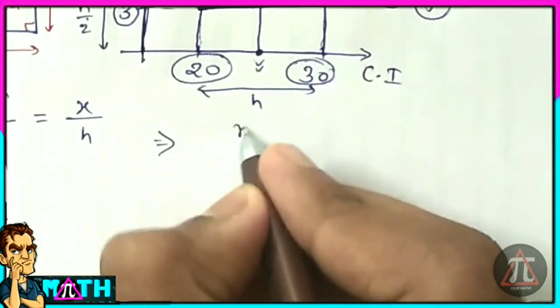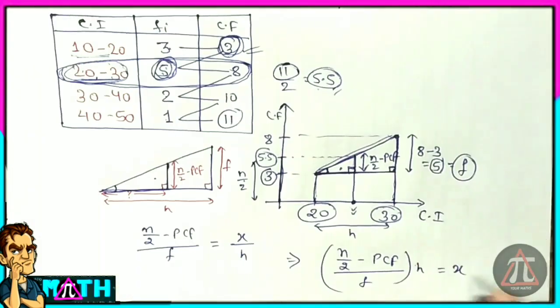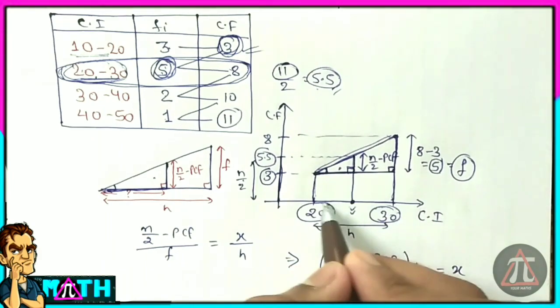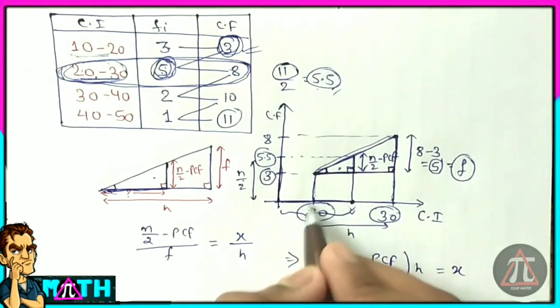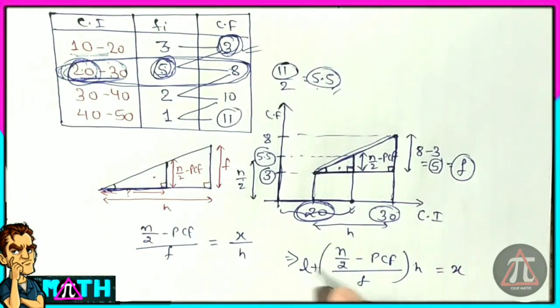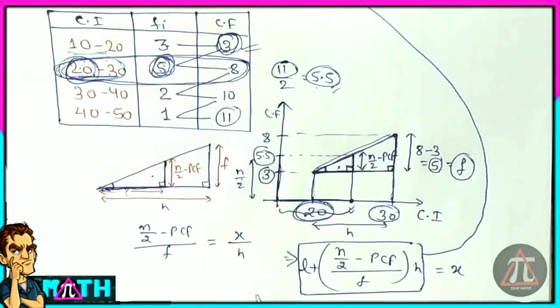And definitely I will prove this similarity concept in the next video. When you solve this you get the value of x, which is this length, and when you add 20, the lower limit of the median class, you get the value of the median of this data corresponding to n by 2, which is the mid frequency of this data.